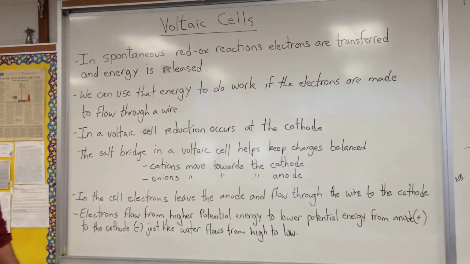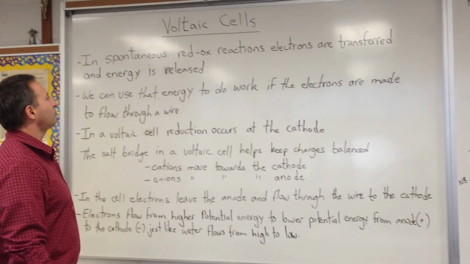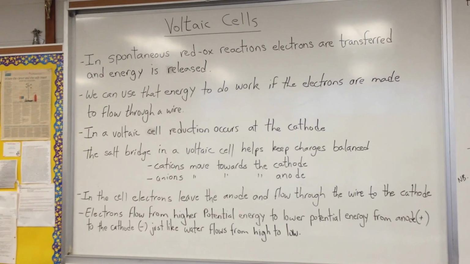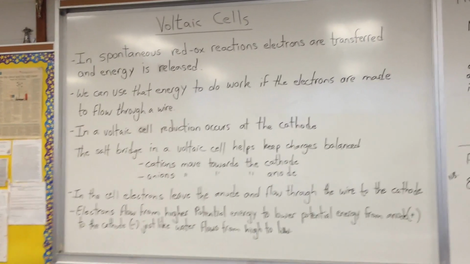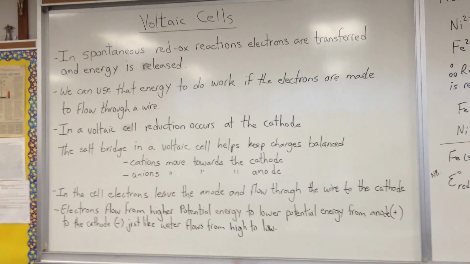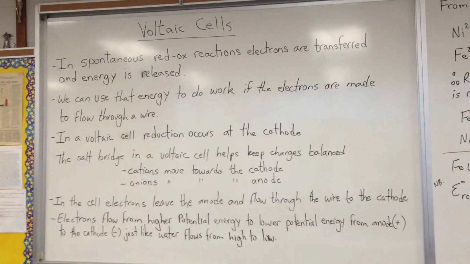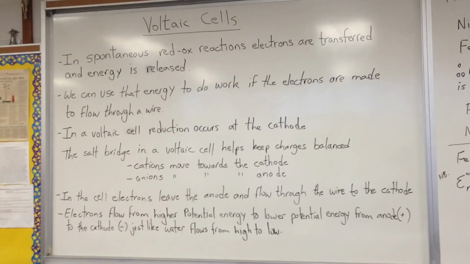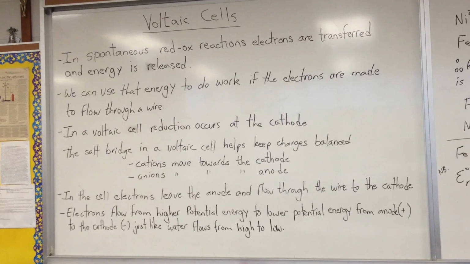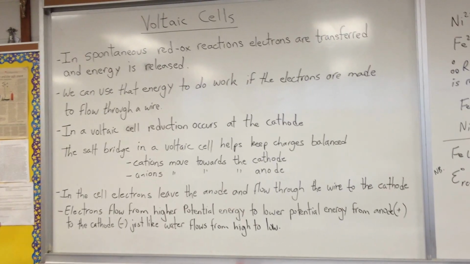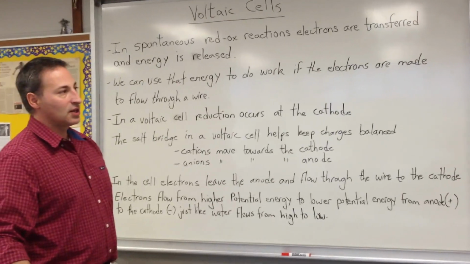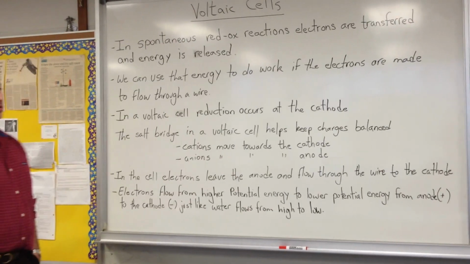Okay, this lesson is about voltaic cells. In spontaneous redox reactions, electrons are transferred and energy is released. We can use that energy to do work if electrons are made to flow through a wire the way they do in batteries. Batteries are electrochemical cells which are harnessed to do some kind of work.